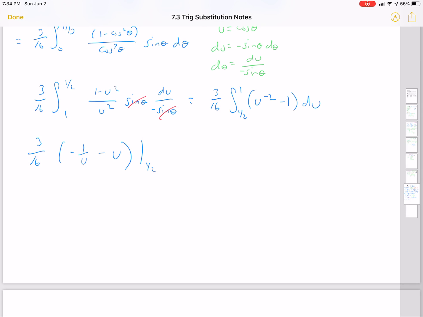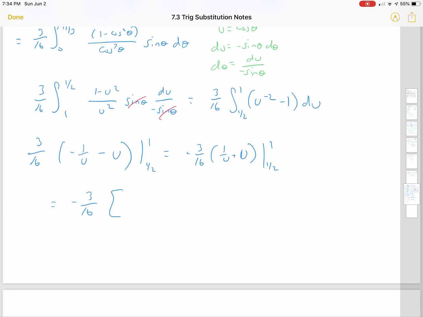from 1/2 to 1. Alright, I personally prefer to pull this negative sign out of the parentheses there. So I'm going to have negative 3/16 times 1 over u plus u. Sorry, not plus 1. From 1/2 to 1. Alright, let's plug our values in and we will be done.